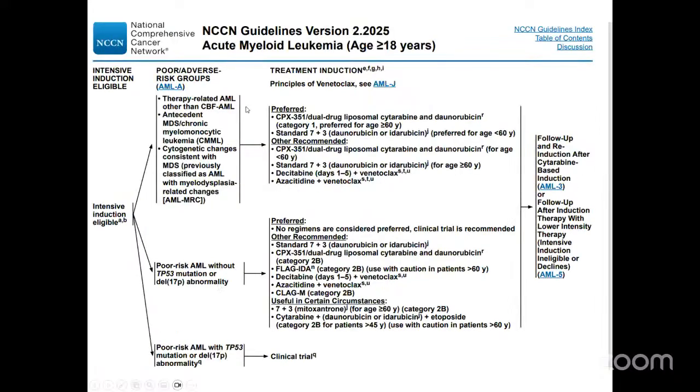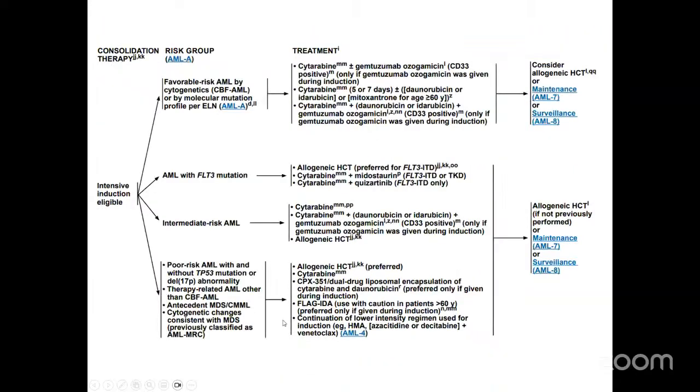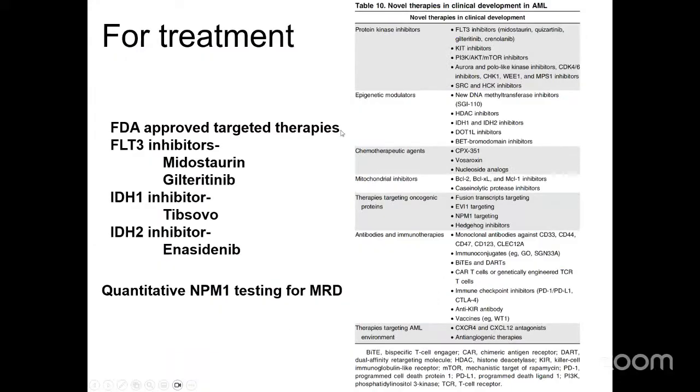So again, we don't have to go through all of this, but with TP53, there is a different protocol that is followed. With IDH mutations, there is a different protocol that is followed, including with the IDH inhibitors. So these are some of the FDA-approved targeted therapies based on molecular analysis. FLT3 inhibitors are FDA-approved, IDH inhibitors are FDA-approved, etc.